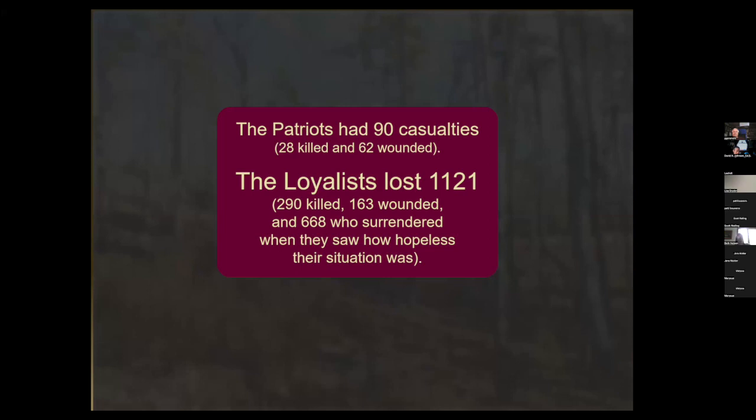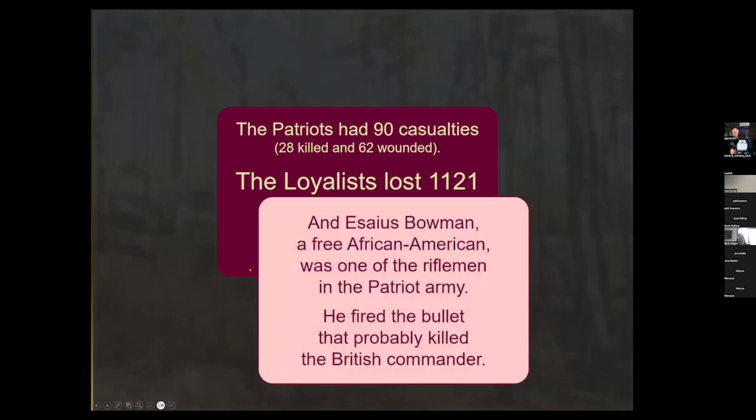The Patriots had 90 casualties total, 28 were killed. The Loyalists up on the mountain had 290 killed, 163 wounded, and the rest of them surrendered when they saw how hopeless the situation was. Now, why do I call this a turning point? Oh, and another thing in passing. The sharpshooter of the American Army was a guy named Isaiah Bowman, a free African-American. He fired the bullet that killed the British commander.